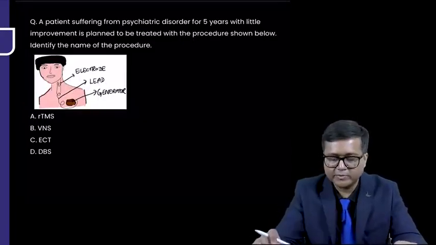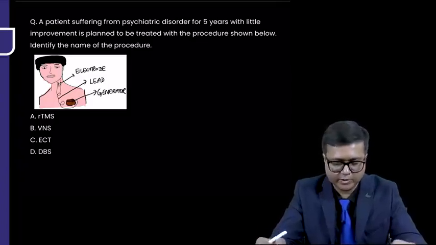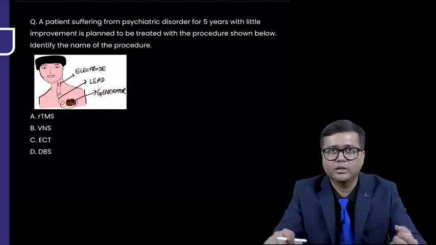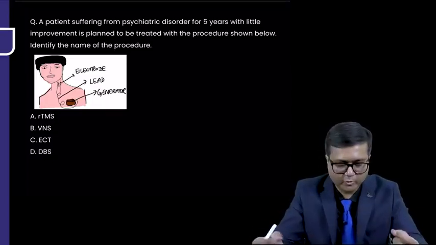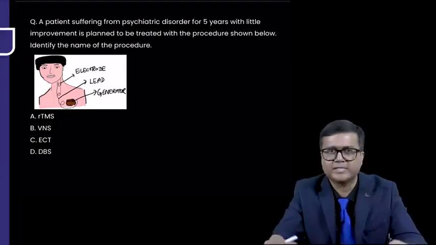A patient suffering from a psychiatric disorder for 5 years with little improvement is planned to be treated with the procedure shown below. Identify the name of the procedure. So again, this is another procedure which you're asked to identify. Options are: A, rTMS; B, VNS; C, ECT; and D, DBS, deep brain stimulation.